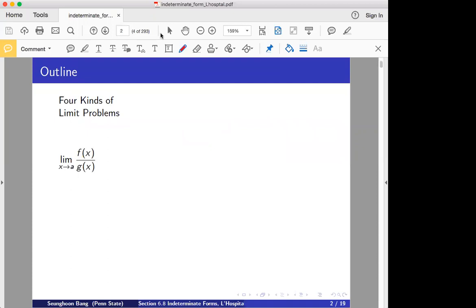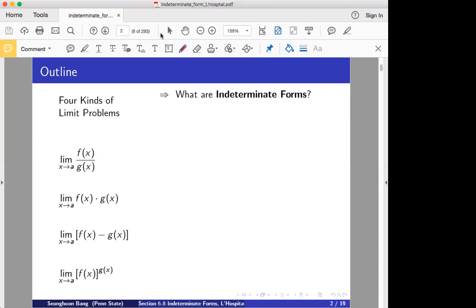The first one, limit of f of x over g of x as x approaches a. Second one, limit of f of x times g of x as x approaches a. Limit of f of x minus g of x as x approaches a. Limit of f of x to the g of x as x approaches a. We think about these 4 kinds of limit problems.